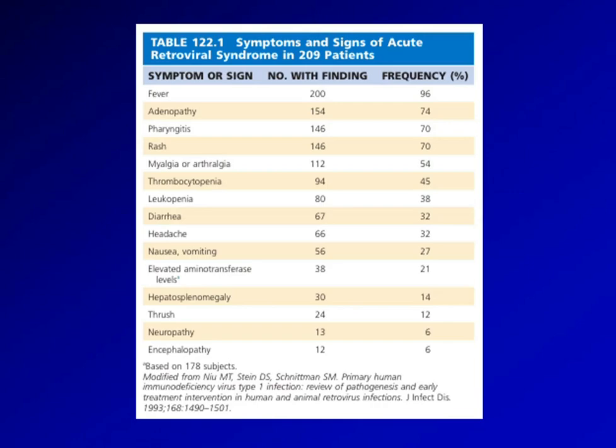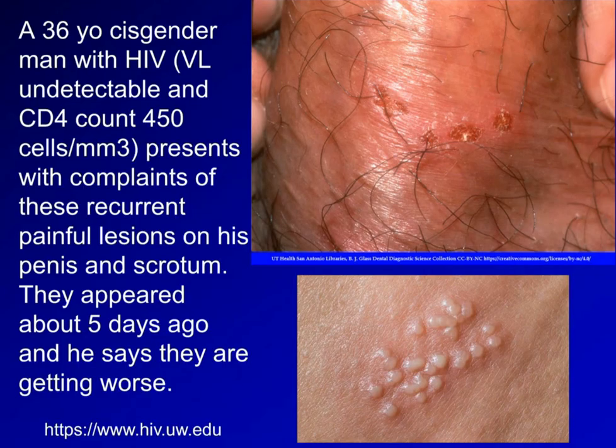So, in terms of symptoms with acute HIV, as you can see here, fever is in about 96% of people. Adenopathy is common. And down the list, rash is about 70% of people. So with acute HIV, rash is definitely a prominent player. All right, who will take case number 2 for me, please?